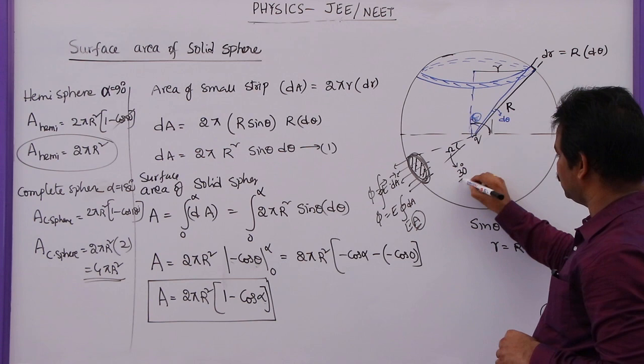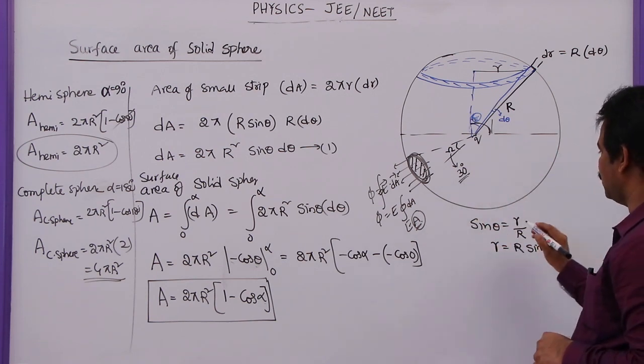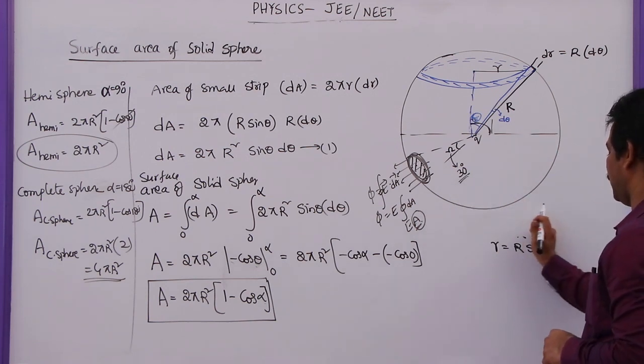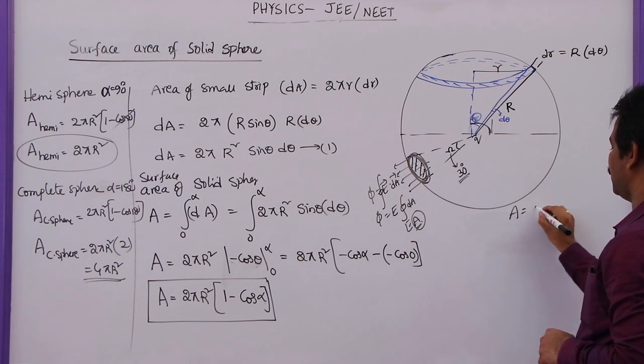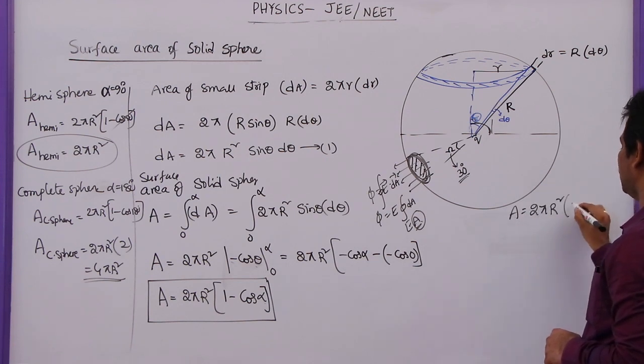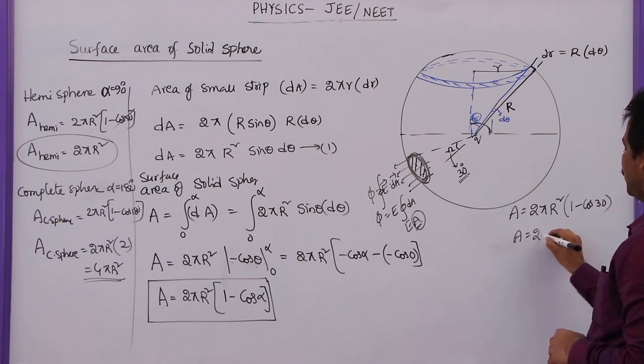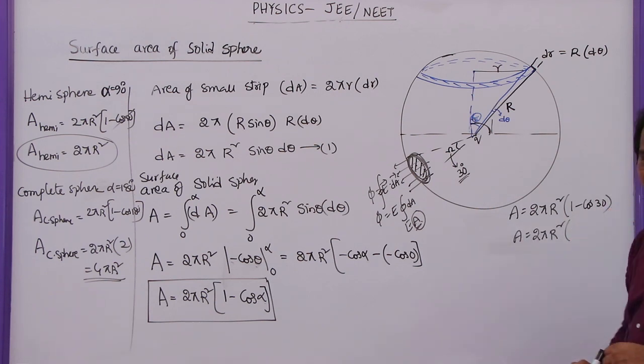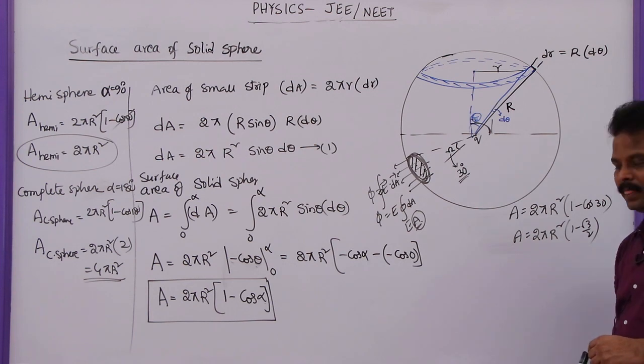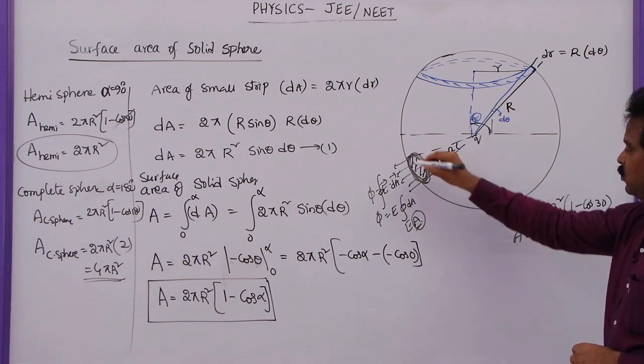So in this case, if theta is equal to 30, how do we find the area? To find this area, use the formula for the sphere, 2 pi r square into 1 minus cos 30. So the area is 2 pi r square. Cos 30 is root 3 by 2. This will be 1 minus root 3 by 2. If you know this area, you can find the flux through this small area.